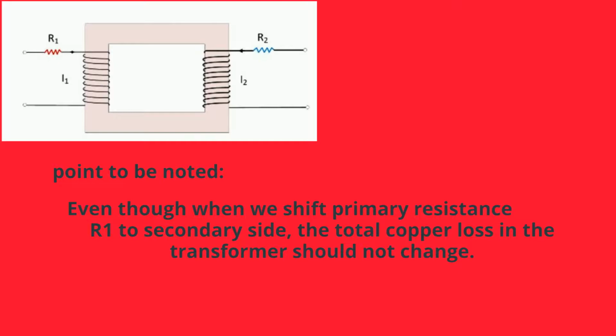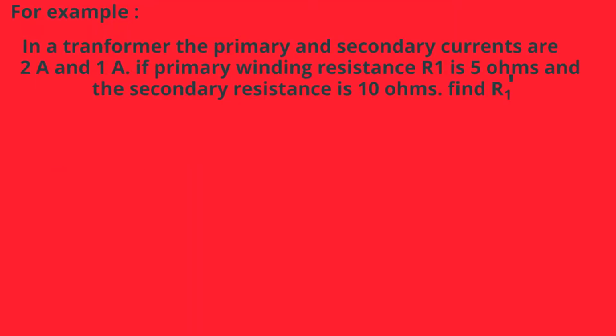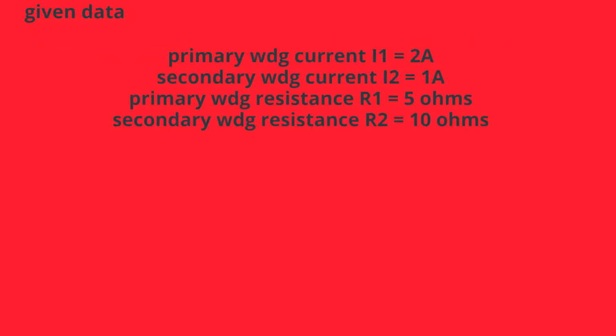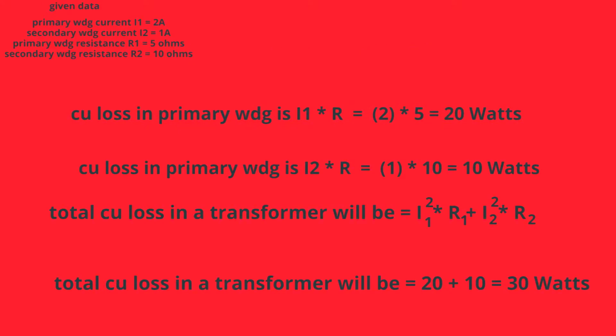Once again recalling it, even though the primary resistance is shifted to the secondary side, the total copper loss in a transformer will not change. We will take the same example, but here we will find the primary to secondary shifted resistance, that is R1 dash. The given data will be same, and we need to find here R1 dash. It's just the previous slide. I just kept it here to recall that the total copper loss in our transformer is 30 watts.